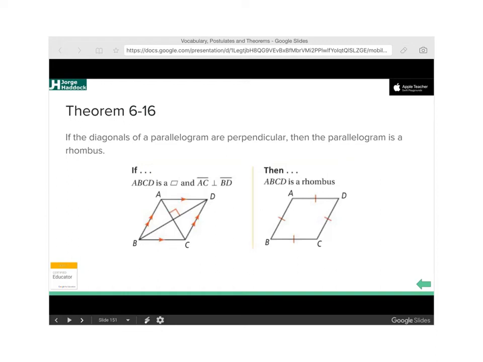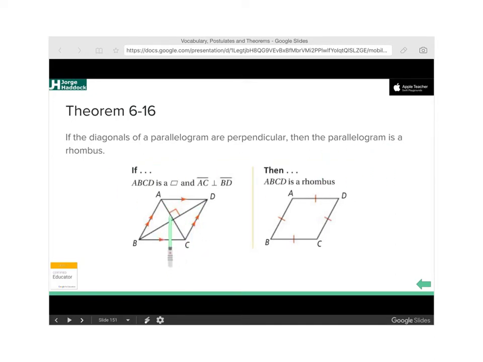Hi, so in this video, we're going to be proving that a parallelogram is a rhombus or a rectangle or a square. For this, we're going to be using three particular theorems that come directly from the properties of a rhombus, the properties of rectangles, or the properties of the square, right? The first one is Theorem 6-16 that says if the diagonals of a parallelogram are perpendicular, then the parallelogram is a rhombus.